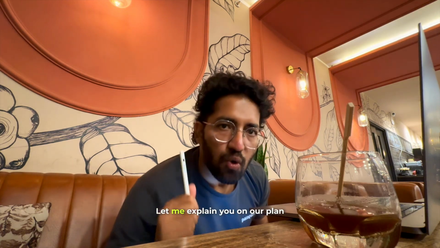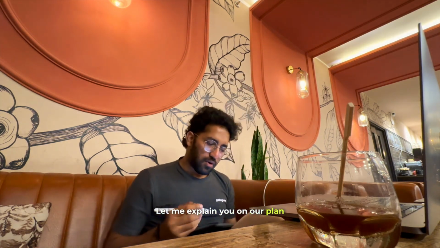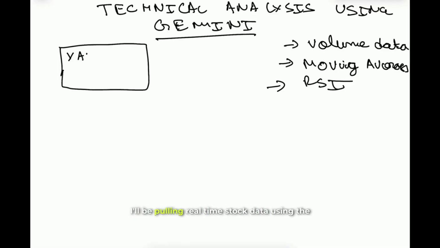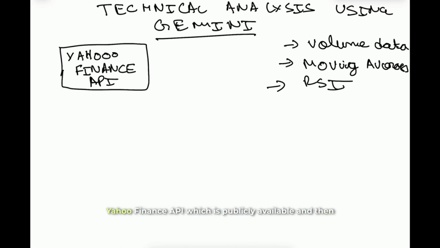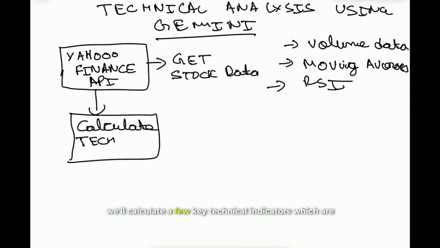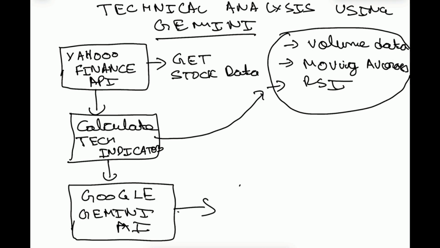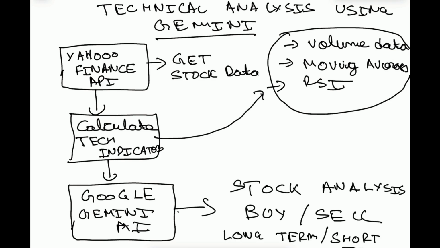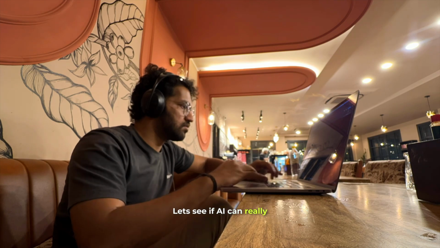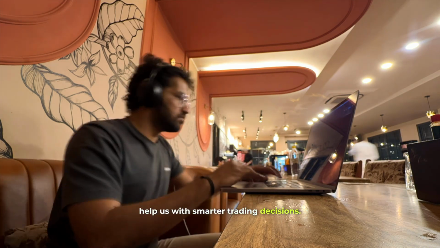Let me explain you on this tab. So here's the idea. I'll be pulling real-time stock data using the Yahoo Finance API, which is publicly available, and then we'll calculate a few key technical indicators which are used by traders to make investment decisions, and then we'll use Google Gemini AI and give this data to it and ask if we should buy or sell the stock or any kind of analysis that we want on it. Let's see if AI can really help us with smarter trading decisions.